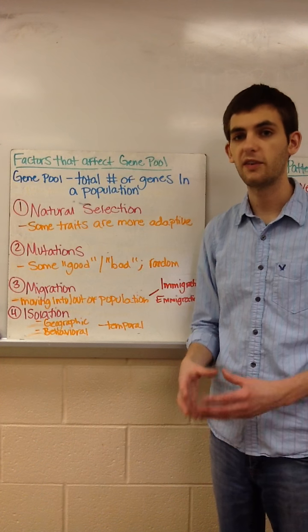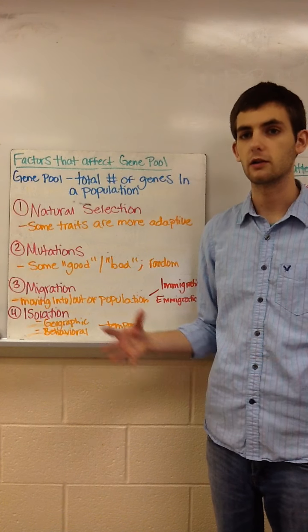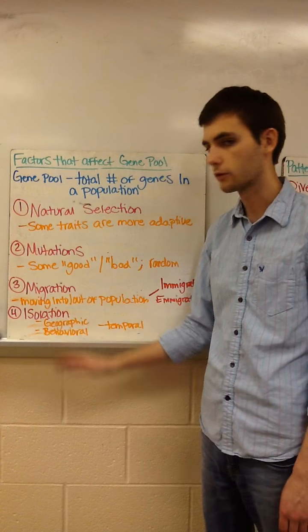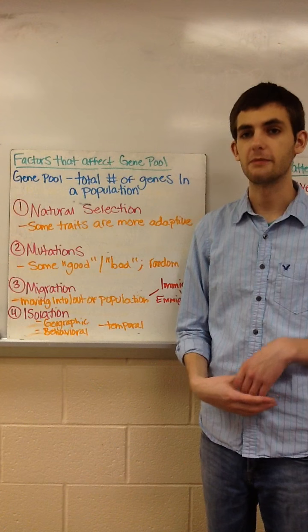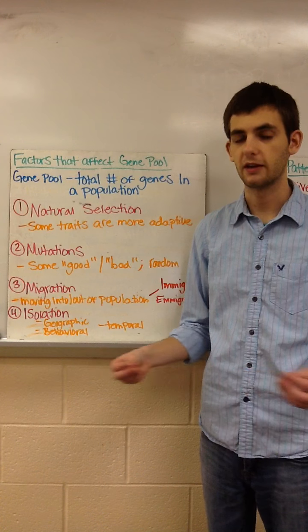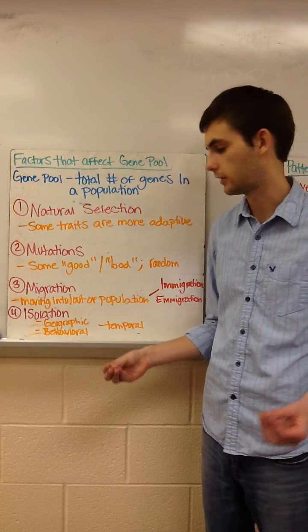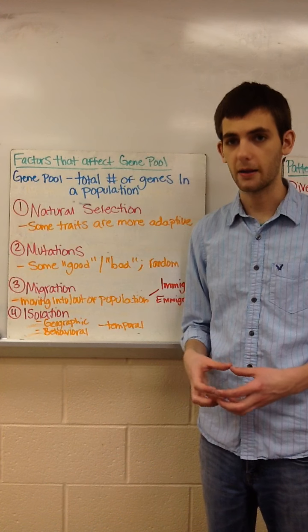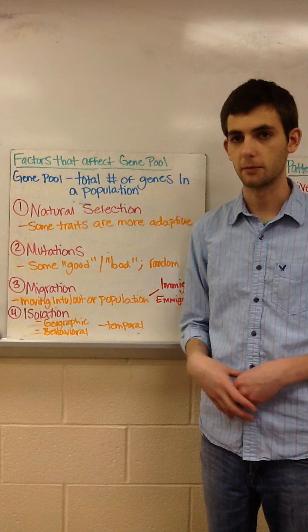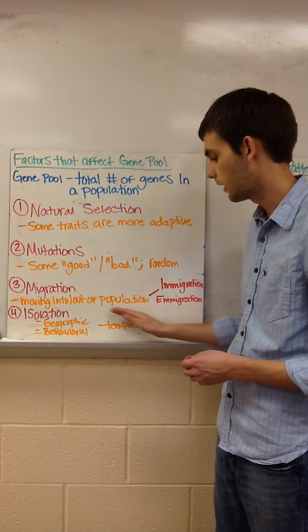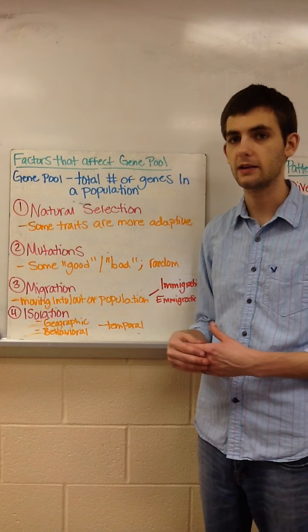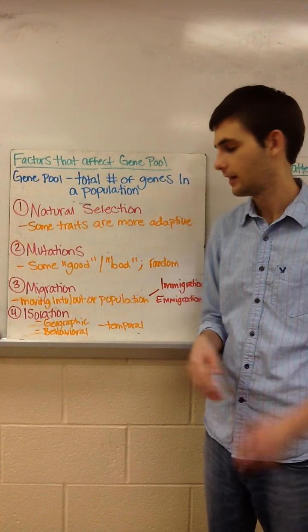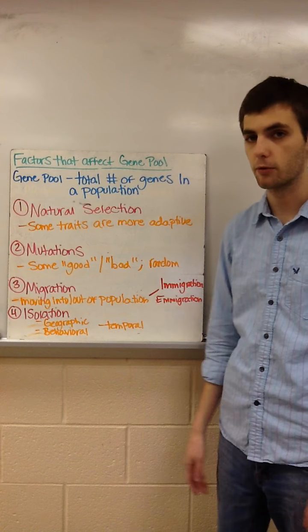Geographic is when there's a physical barrier separating two species from breeding. Behavioral, it might be a difference in mating behaviors that prevent two species from interbreeding. And temporal is time separating two species from interbreeding. For example, some fish species only mate at night, while others only mate during the day. That would be an example of temporal isolation.